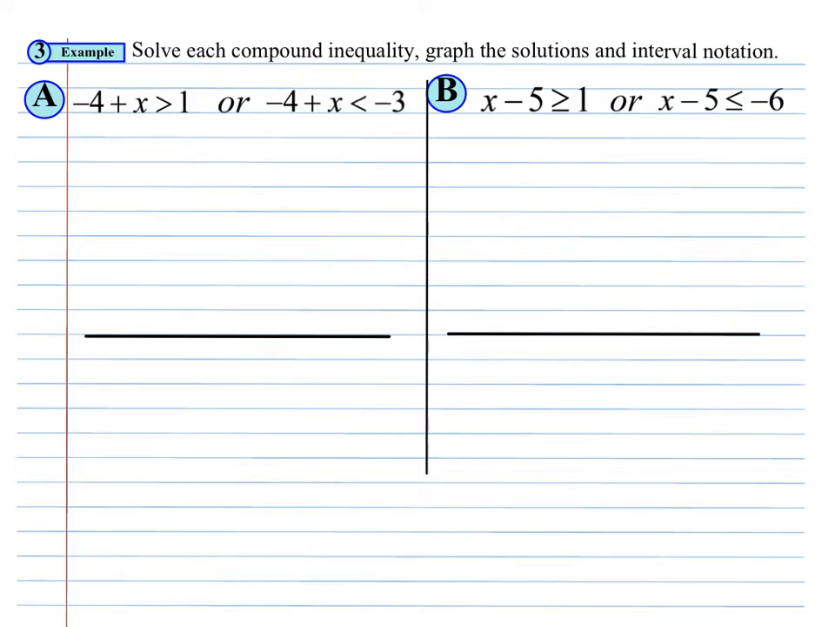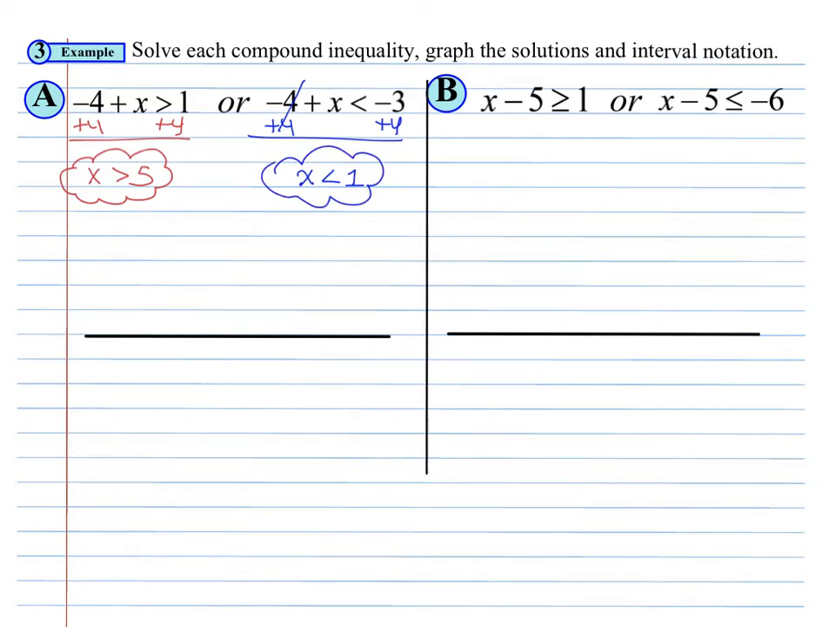So for my left equation, I'm going to add 4 to both sides, and I'm going to get x is greater than 5. So that's my first inequality. For my second inequality, to use the same steps, I'm going to add 4 to both sides. The 4s are going to cancel out, and I'm going to have x is less than negative 3 plus 4. So I'm going to subtract and keep the sign of the bigger number, so it's going to be 1. That is my other inequality.